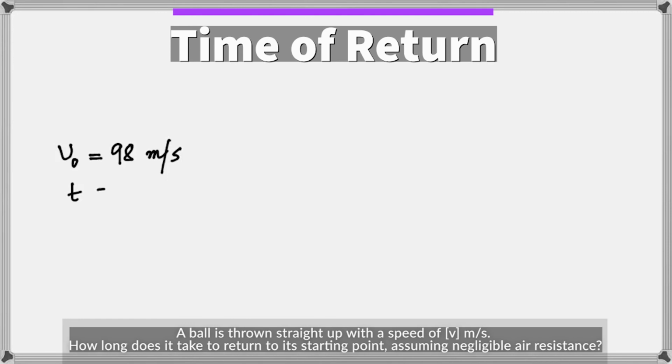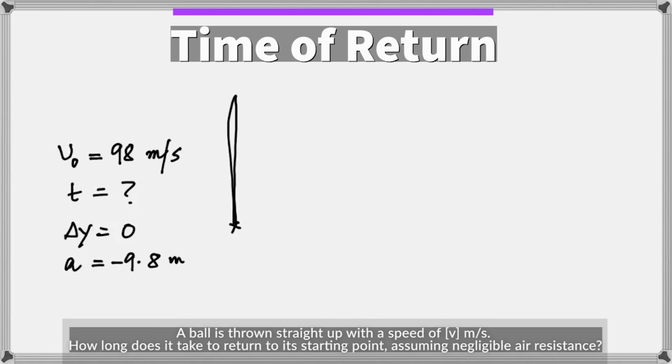So when it comes back to the exact position from which it was thrown, the displacement is 0. That is the important point in this question. Displacement is 0 because it's landed back at exactly the same point it started out. So now we know the initial velocity. We're looking for the time, and delta y is 0. And acceleration is, of course, negative 9.8 meters per second squared.